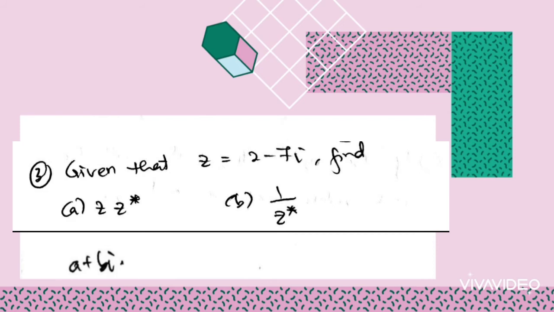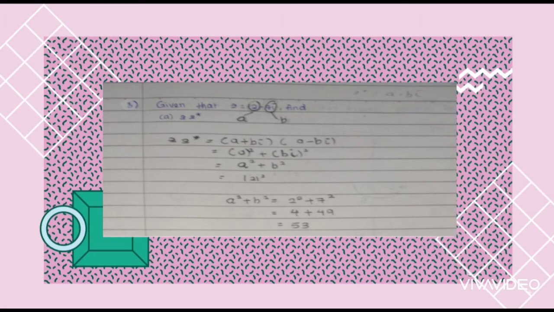Next question. Given that z equals 2 - 7i, find a, z times the conjugate of z, b, 1 over the conjugate of z. Answering question a, we will represent z as a - bi, while the conjugate of z is a + bi. So (a - bi)(a + bi) equals a² - (bi)², equal to a² + b². Using the last equation, a is 2 while b is -7. 2² + (-7)² equals 4 + 49, equal to 53.